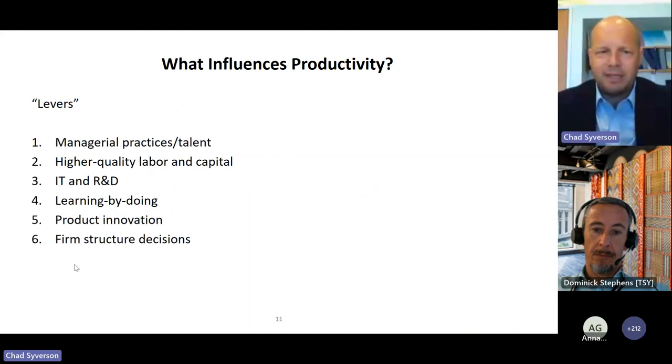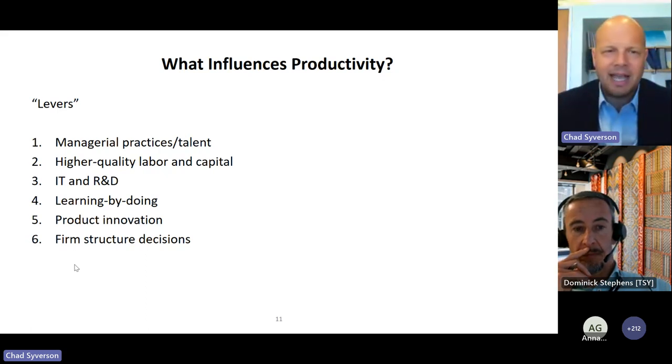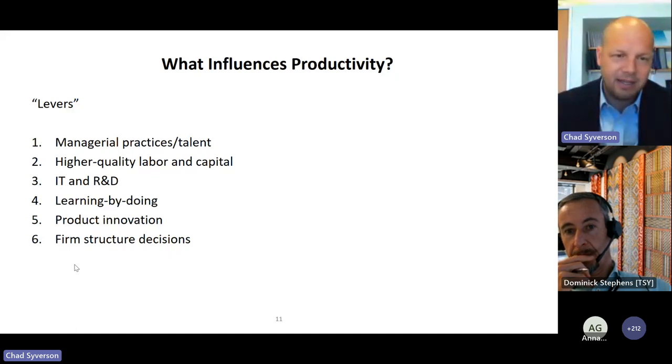So there are many different levers. A categorization that I've tended to use is this six category list you see right here. These levers include managerial practices or managerial talent, higher quality labor and capital, that is to have workers that are better trained, better educated, better able to work together, et cetera, or capital, that is machinery, structures, intangibles, intellectual property type capital that's of higher quality. Third, IT and R&D. You might even call number three like 2A, because IT is a kind of capital, and R&D creates knowledge capital, which is intangible, but nevertheless is a kind of capital.